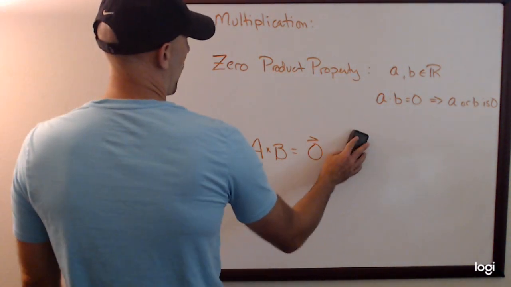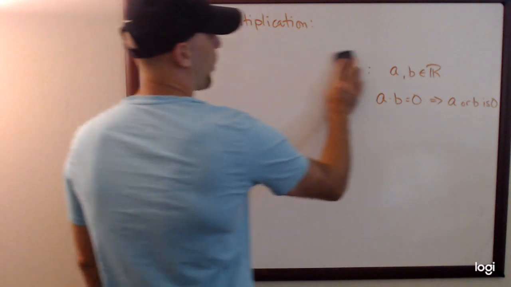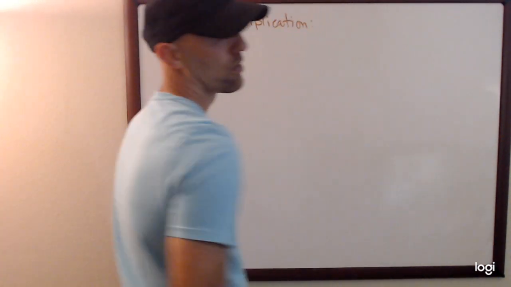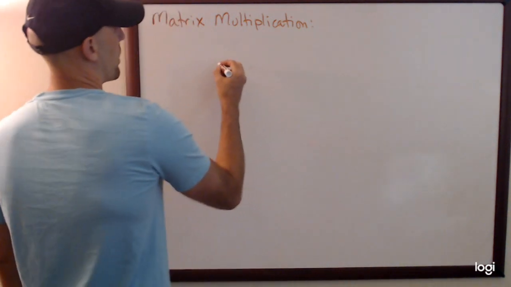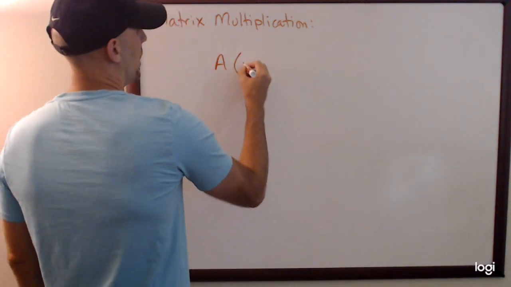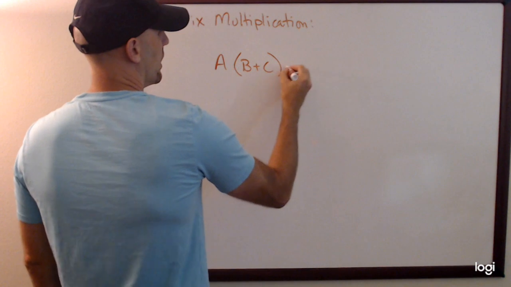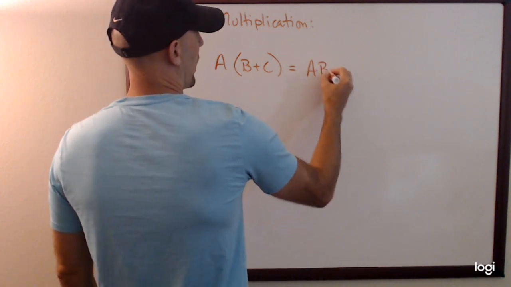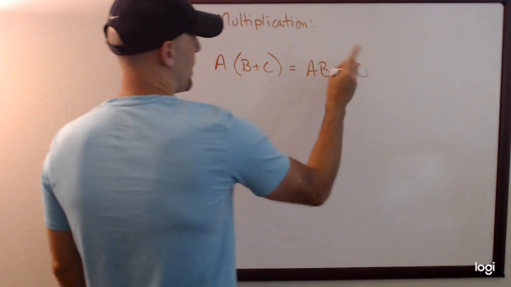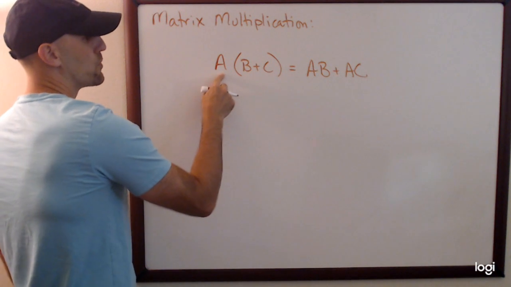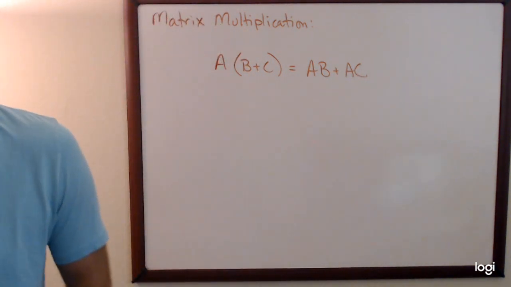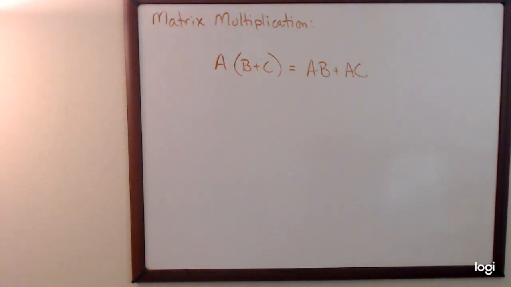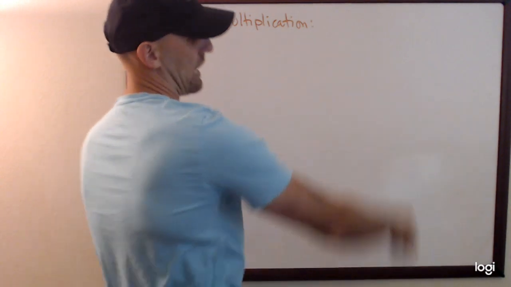Okay, so we know what we lost here. Everything else holds. You can still distribute, right? Distribution still holds. So if for some reason you have A times B plus C, that's fine. It's A times B plus A times C, but remember, it's left distribution, so the A ends up on the left. Okay? All those things are fine.